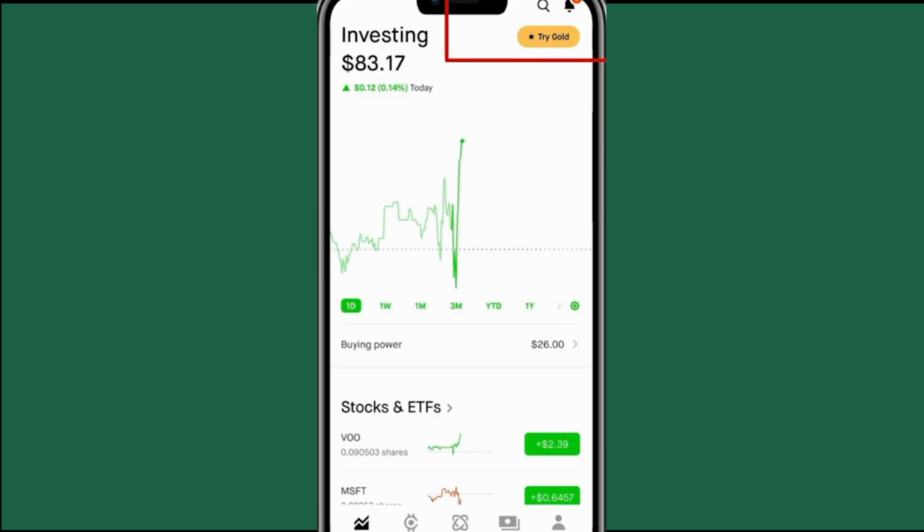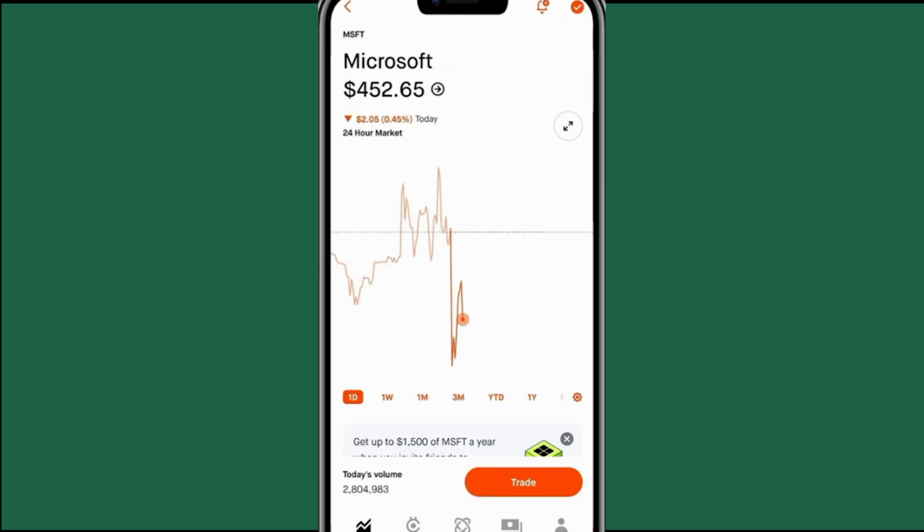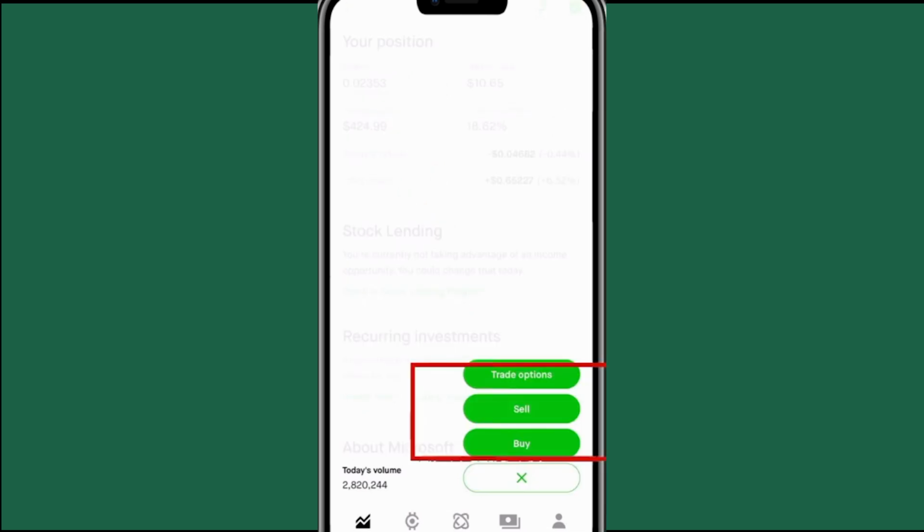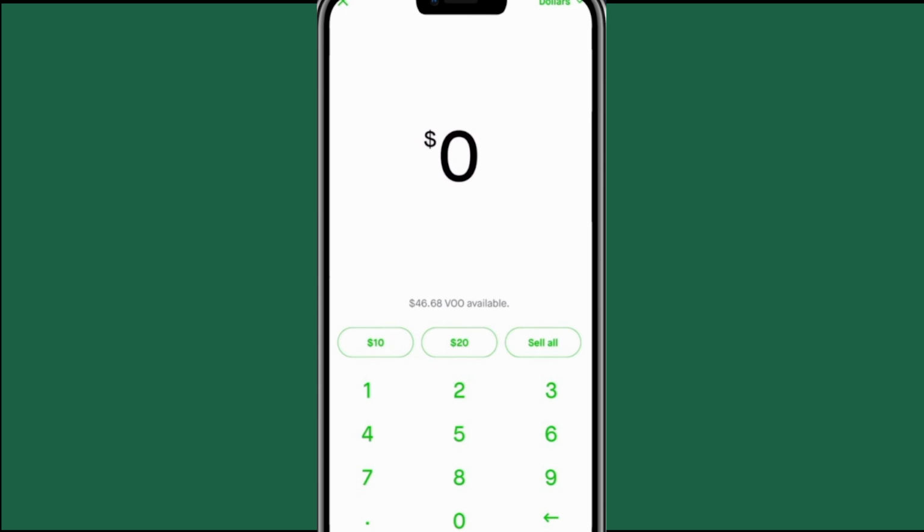Next, search for a stock that supports pre-market trading. On the stock's detail page, you may see price movement before the market opens, which can be sharper due to lower volume. Tap Trade, choose Buy or Sell, and select your order type.